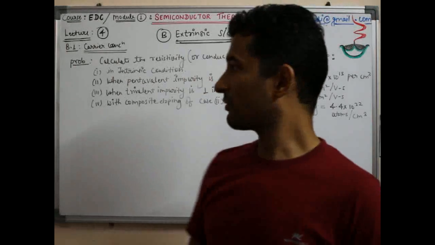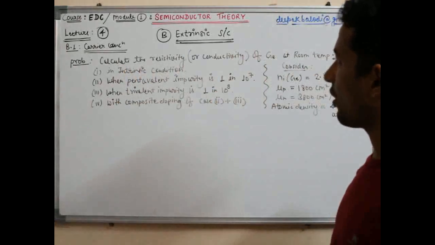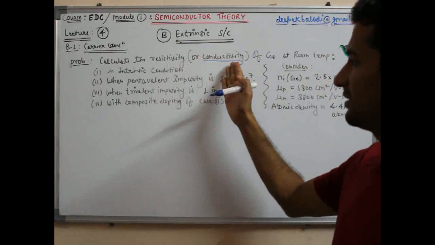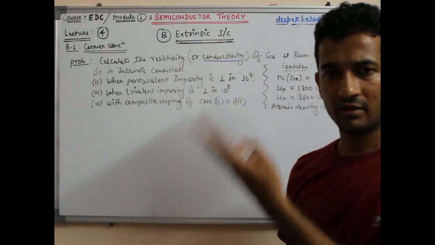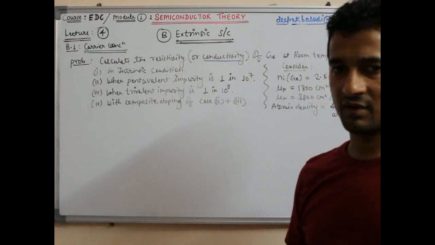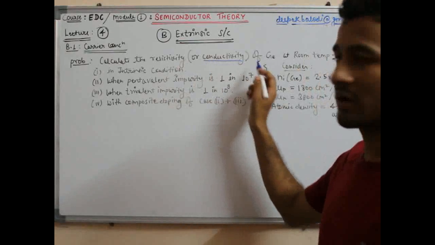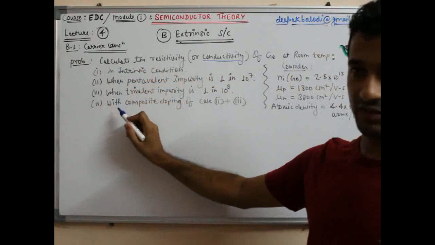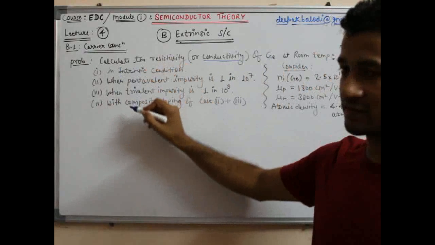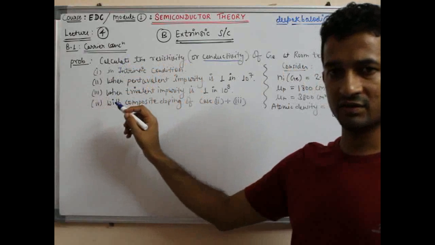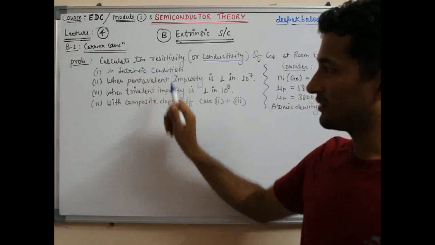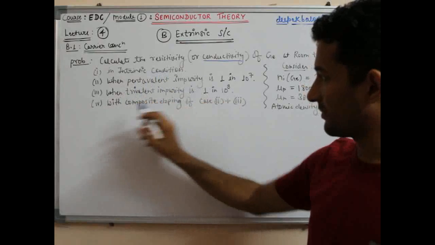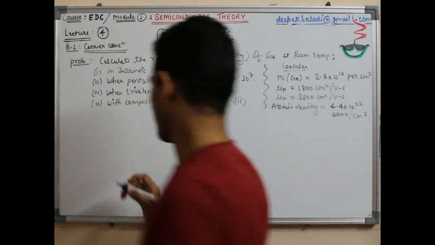Okay, so the next problem is: calculate the resistivity or conductivity of germanium at room temperature. Basically we will be calculating conductivity here, and the inverse of that we very well know, that is the resistivity. So I will only calculate up to the conductivity of germanium at room temperature for the following cases. It is not only intrinsic, not only extrinsic. There are various cases, and one by one they are all different cases. First of all we have to calculate the intrinsic case, then we have to calculate when this happens, when this happens, and when this happens. So let's go one by one.